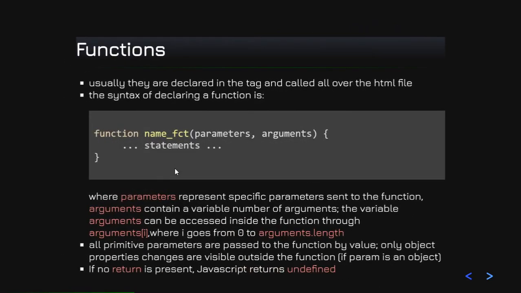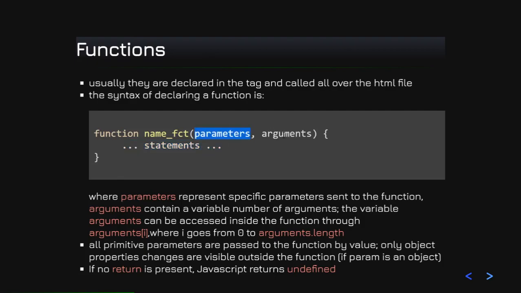So functions are usually declared in the head tag of the HTML document and called all over the HTML file. The syntax for declaring a function is this one. So function, then the name of the function here, and parameters and arguments and the statements that form the body of the function.